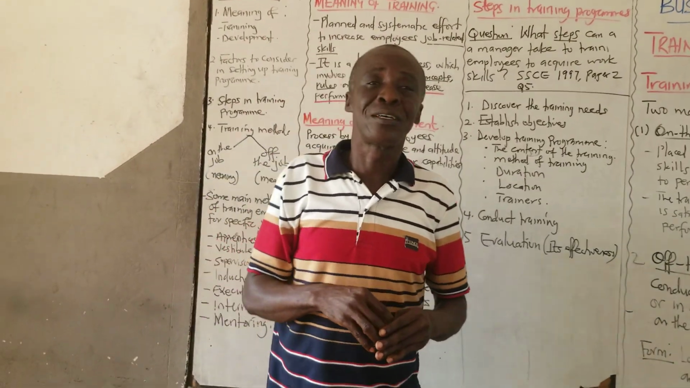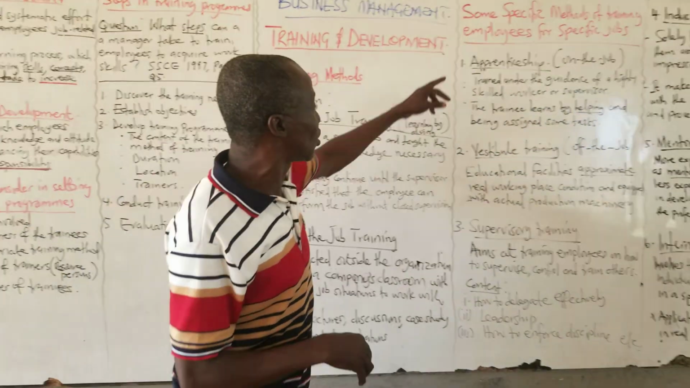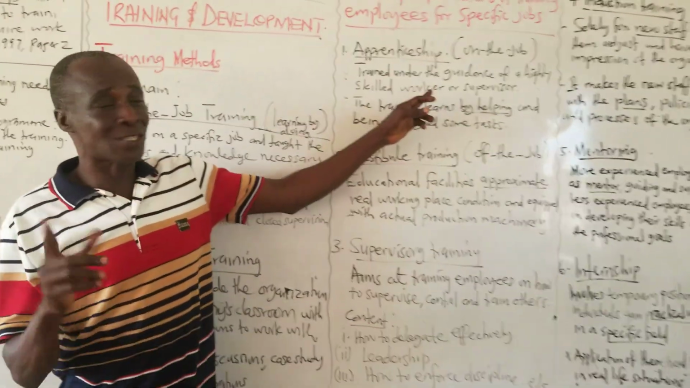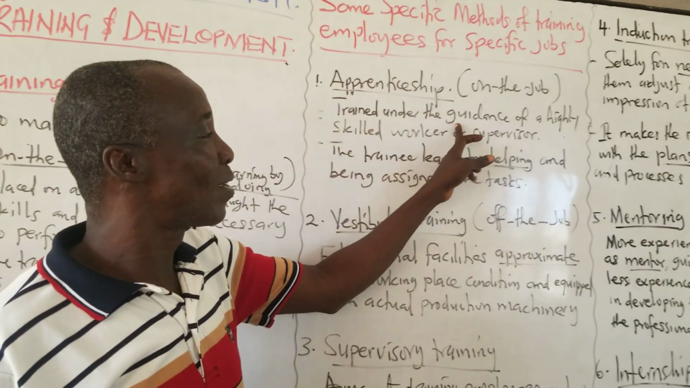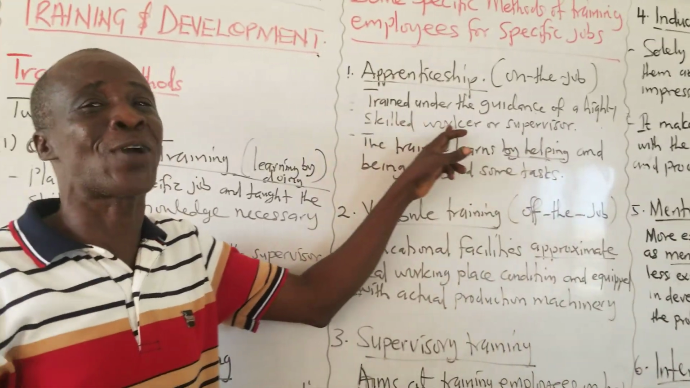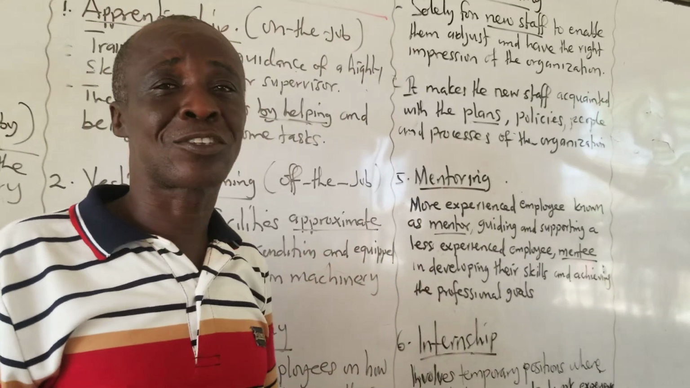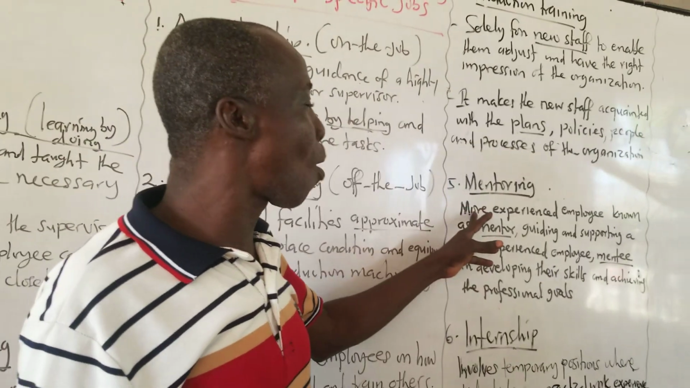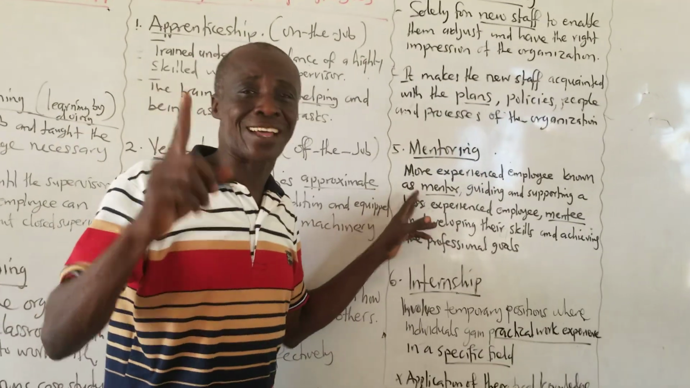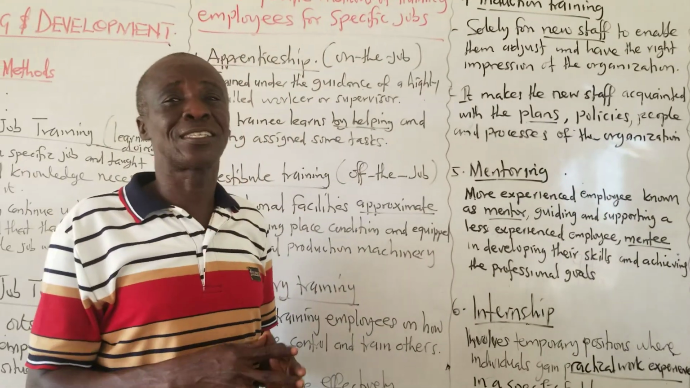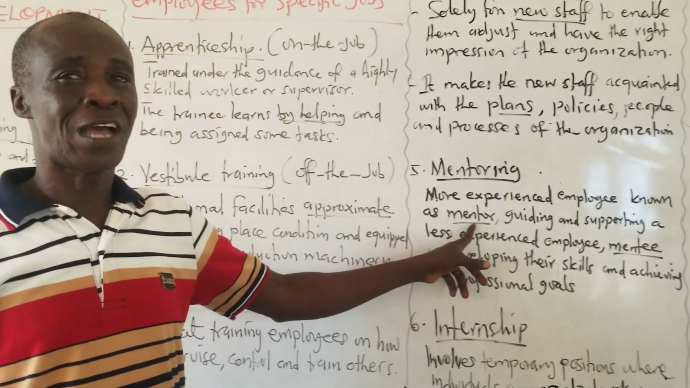But there should be somebody, just as we learned when we were looking at apprenticeship. Let's look at it again. For apprenticeship, the one who is guiding you is a highly skilled worker. The same thing happens under mentoring. So a more experienced employee is known as the mentor. The one who is experienced in mentoring is called the mentor. I hope you can see the mentor.